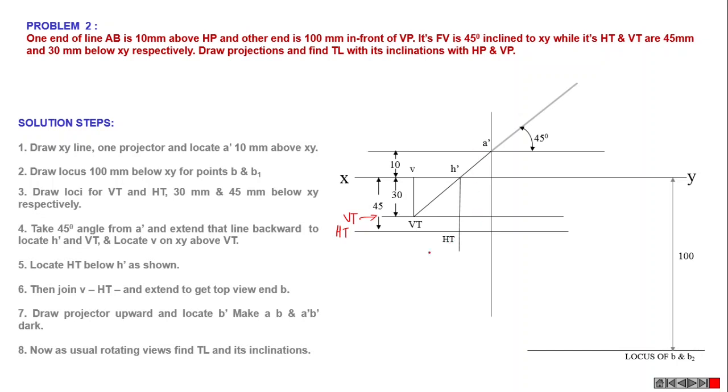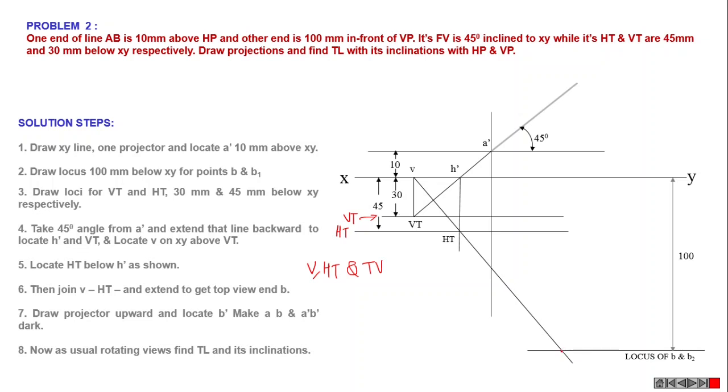Then in the next step, we can say that V, HT and top view must be collinear. Then that top view must be on a line which is connecting V and HT. Then we can draw that particular line which is passing through V and HT. Then automatically we can locate that top view like this. This is the locus of end point B.